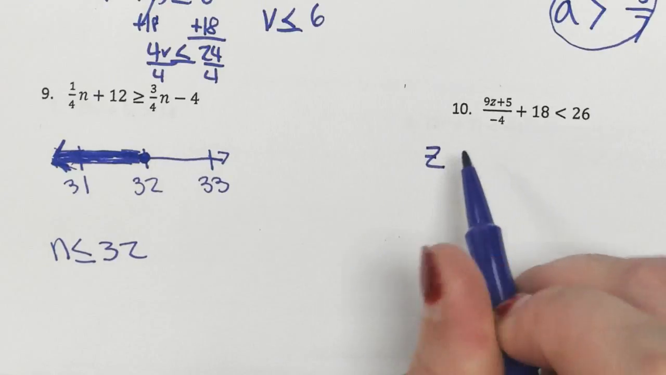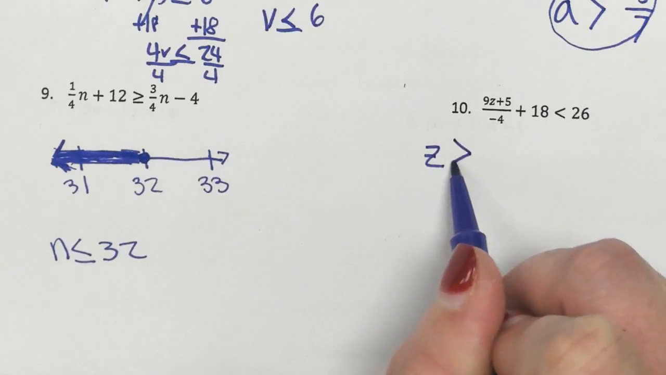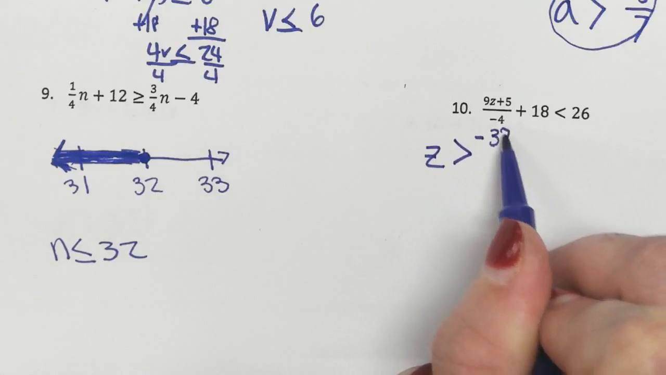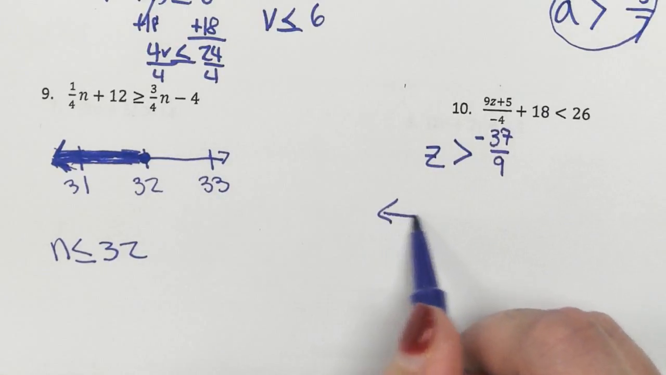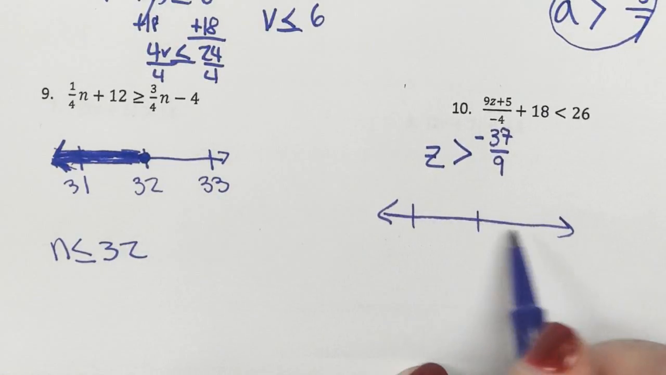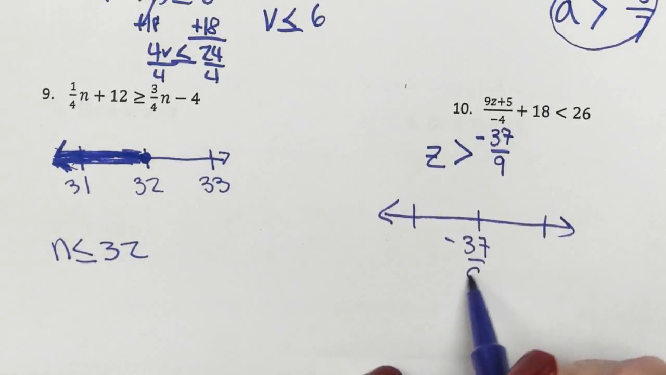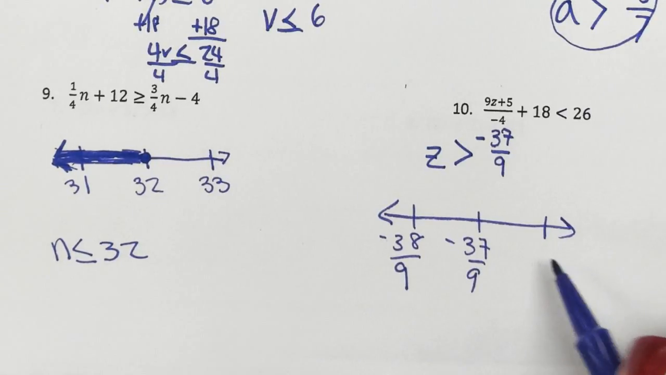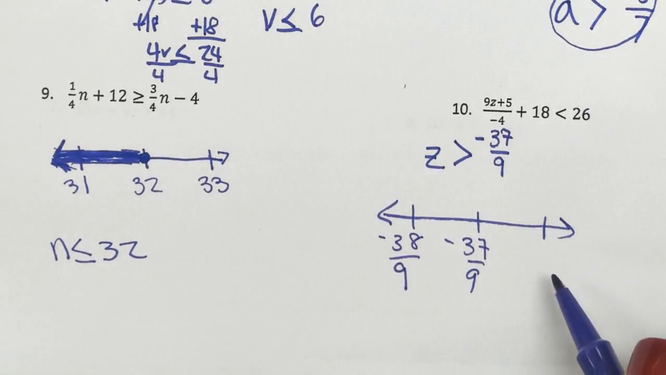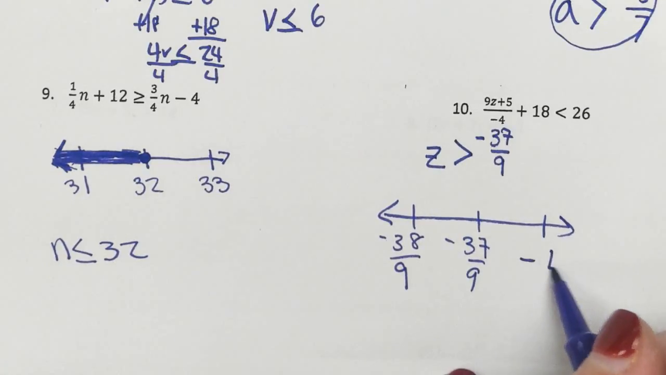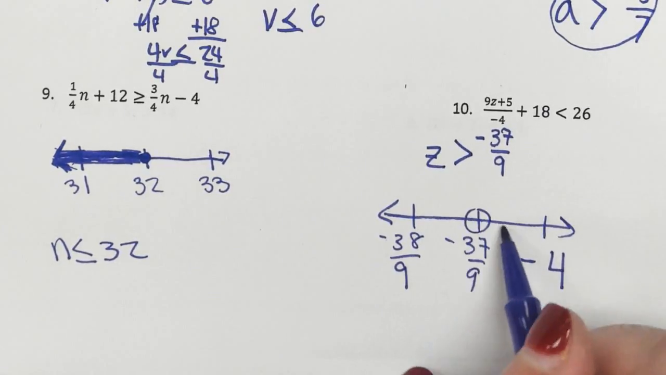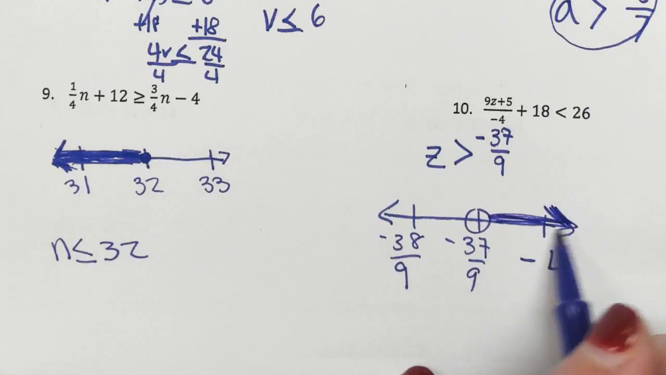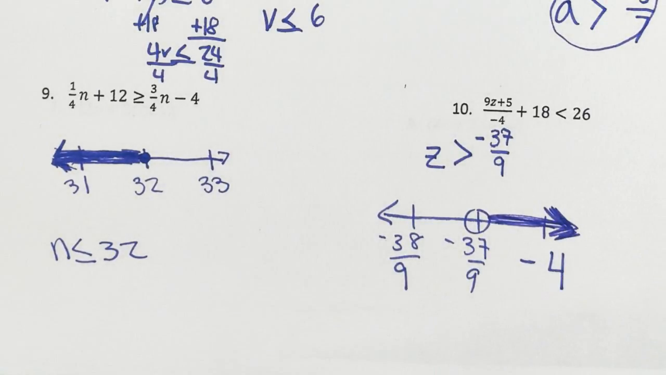What y'all get? Z is greater than negative 37 over 9. Very nice. Hold on. So let's see. Negative 37 over 9. Negative 38 over 9. All right, this one will be negative 36 over 9, but that reduces. What's that give you? Negative 4. Very good. Open circle, and then shade, okay? A lot of y'all had fractions on your graph, which was awesome, but make sure if they reduce that you actually reduce them, okay? All right, Garrett, where are we at?